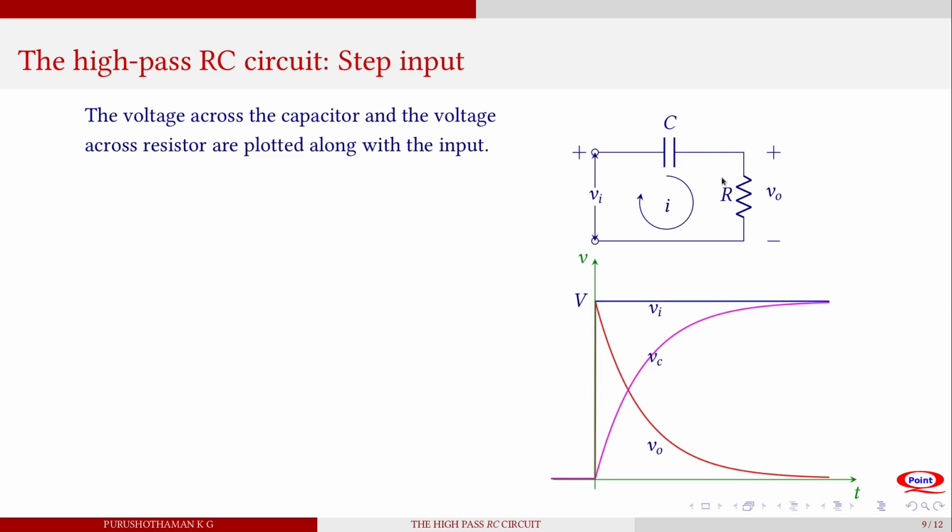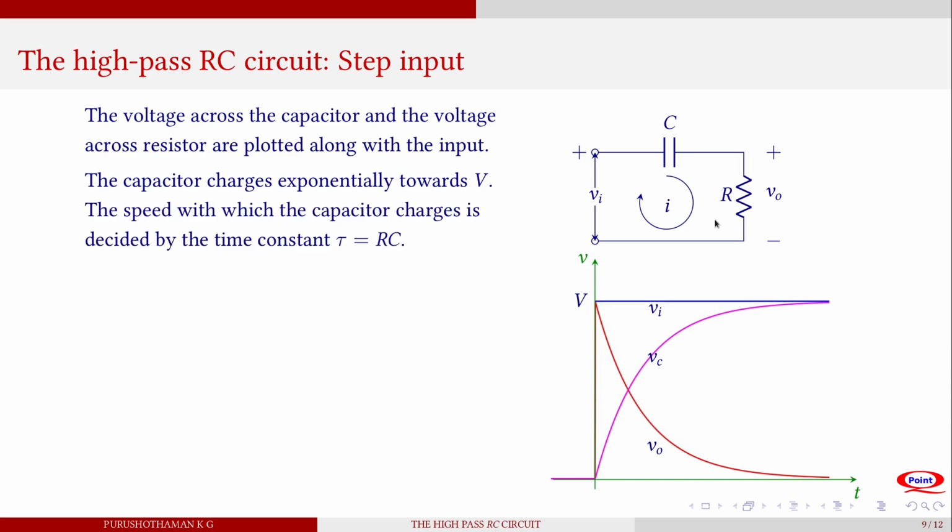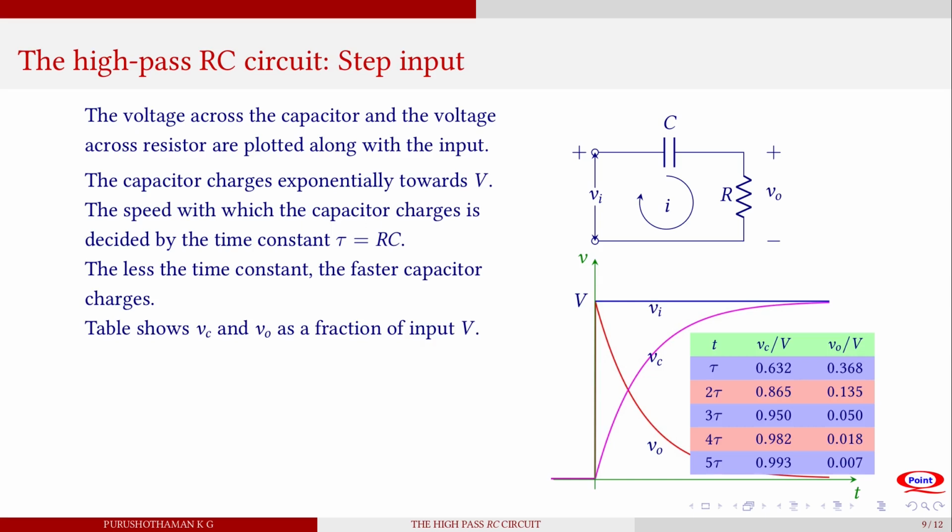So in the transient time, the capacitor allows some current, and after the steady state has been reached, the capacitor blocks DC. So you can see the capacitor charges exponentially towards V with a time constant R into C. The speed with which the capacitor charges is decided by the time constant RC. The lower the time constant, the faster the capacitor charges.